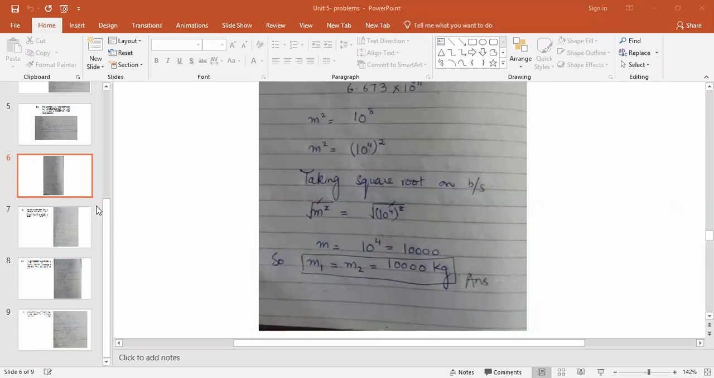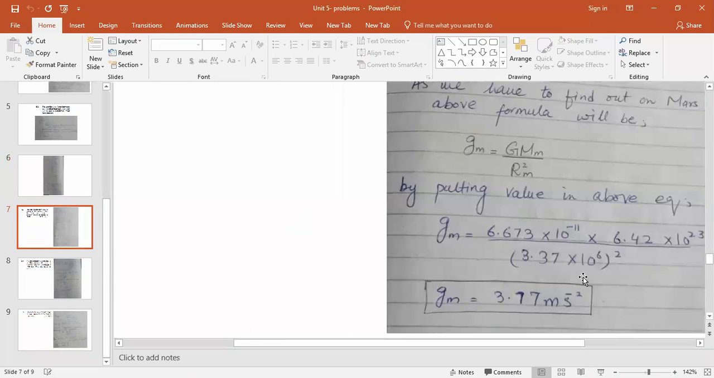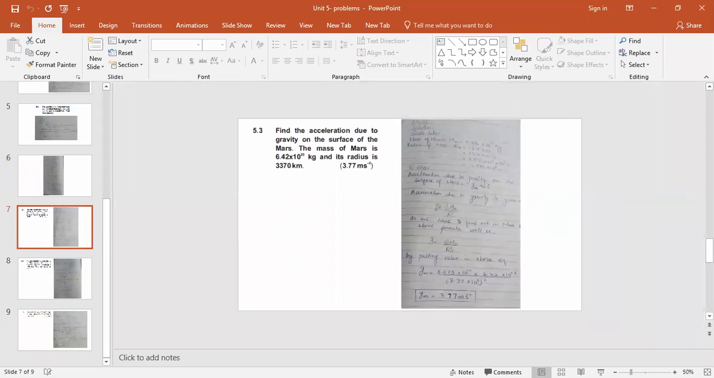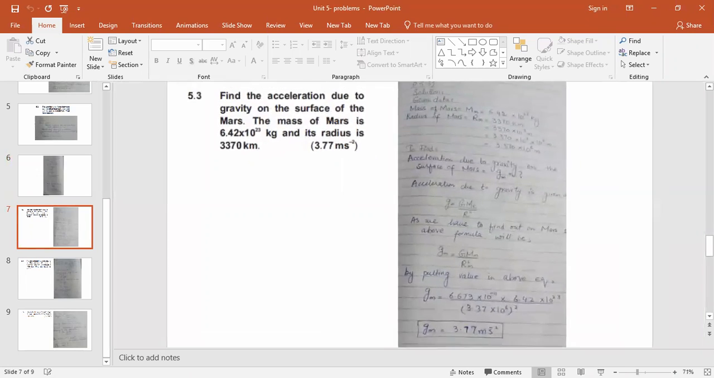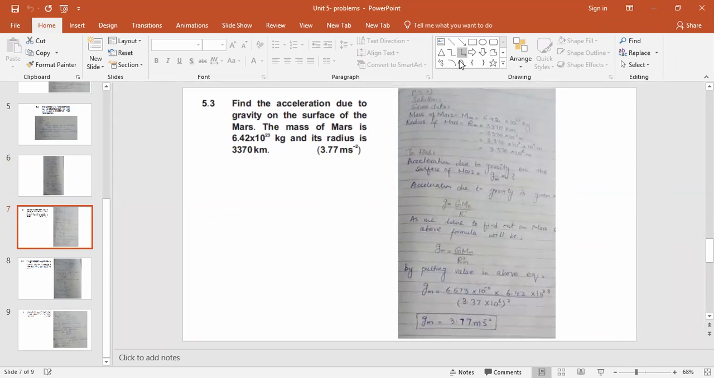Now coming to the third problem. First of all, I will read this problem for you. Find the acceleration due to gravity on the surface of Mars. The mass of Mars is 6.42 into 10 raised to power 23 kg, and its radius is 3370 kilometer.